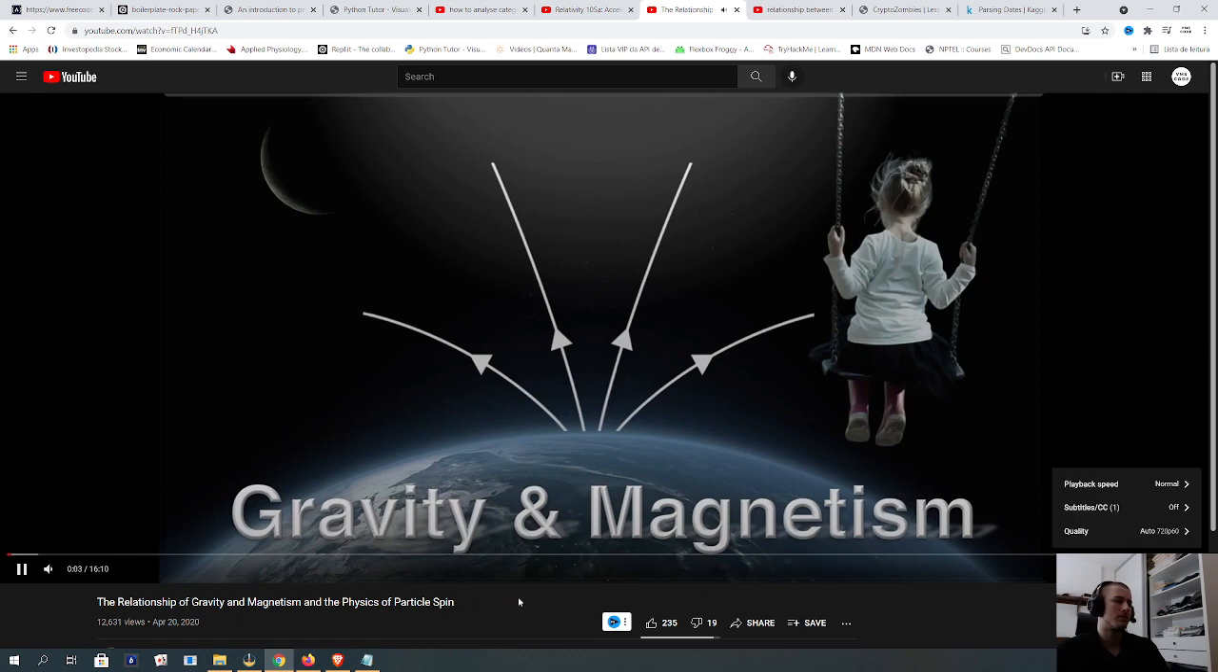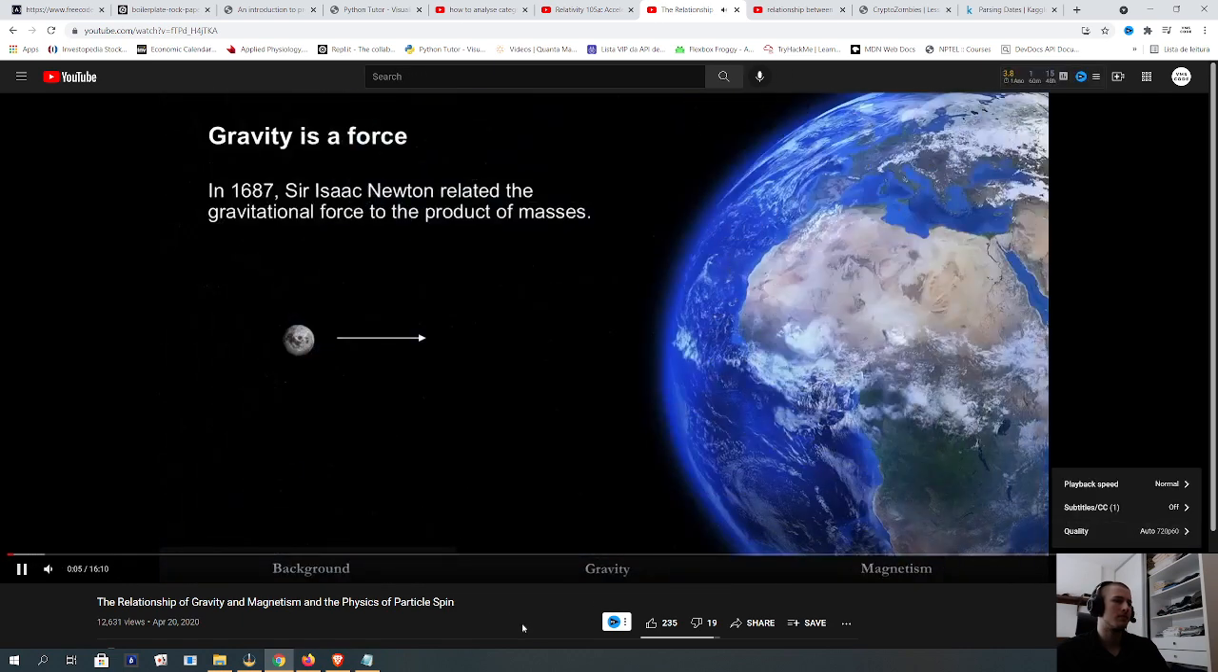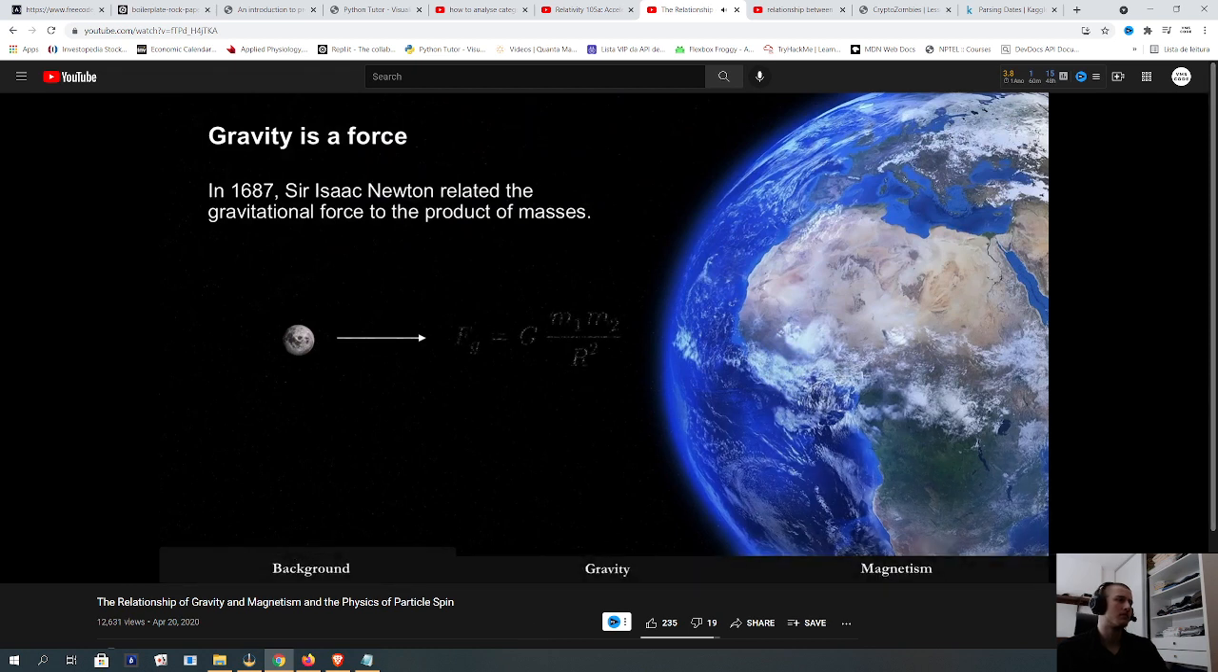Gravity and magnetism. And we'll cover gravity first, right? It's a force, and Isaac Newton related the gravitational force to the product of two masses. And there you see the moon, mass 1, and the Earth, mass 2. And by the way, all the calculations in this presentation can be found in the paper.